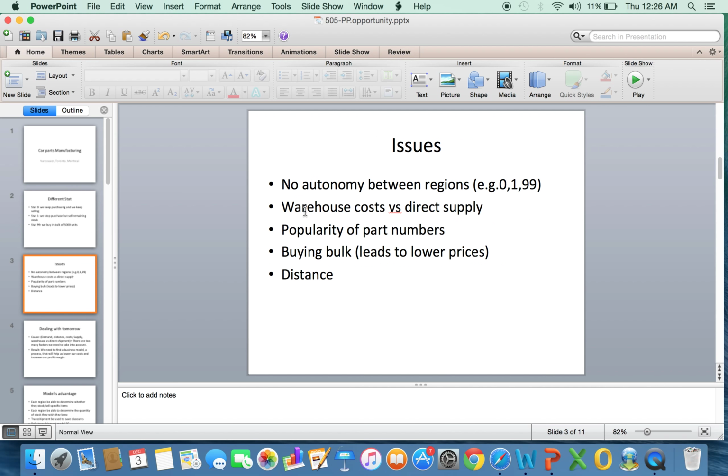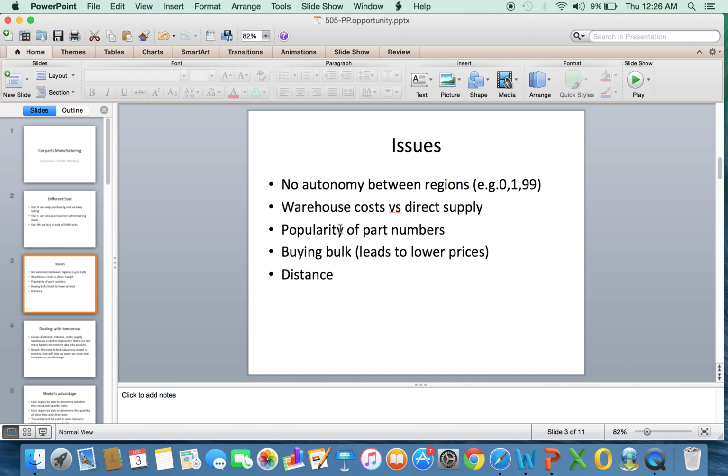Now, the issues that we face at our company: there's no autonomy between regions. As soon as one region decides to go with one stat, all the other regions have to follow. The other issue that we have is the warehouse cost versus the direct supply. As I said earlier about buying in bulk, stat 99, when we buy in bulk, we're going to have to shelve it inside our warehouses. So there are different costs associated that could be lowered.